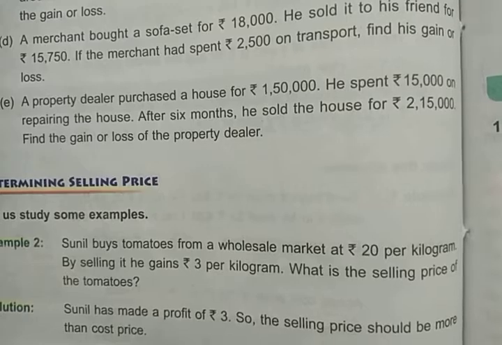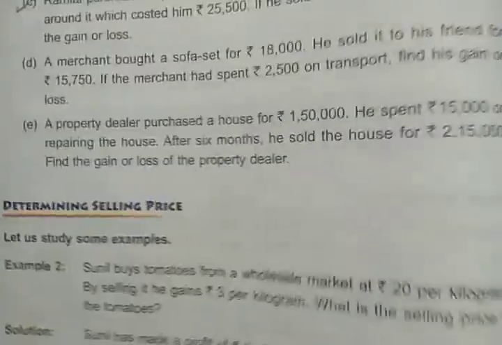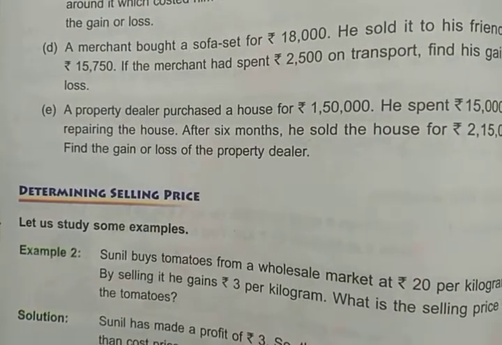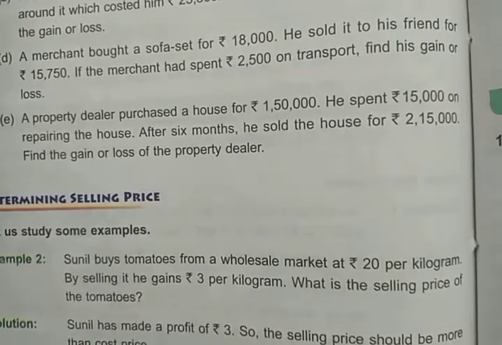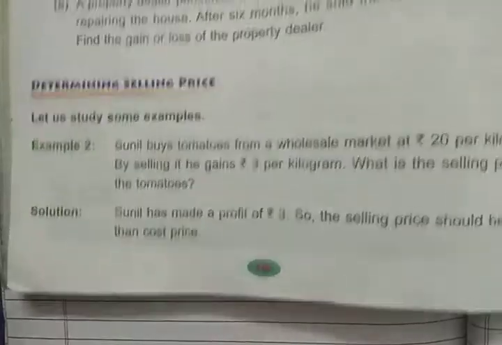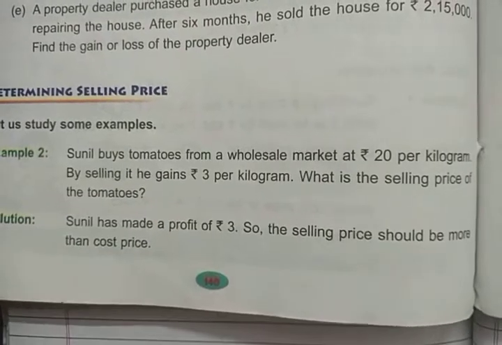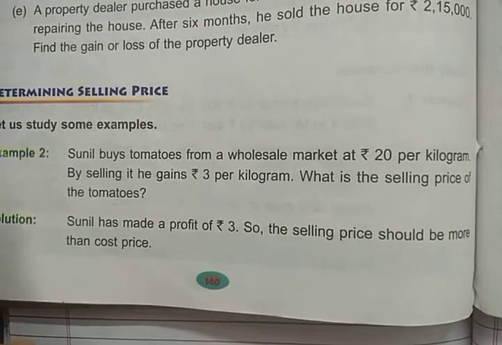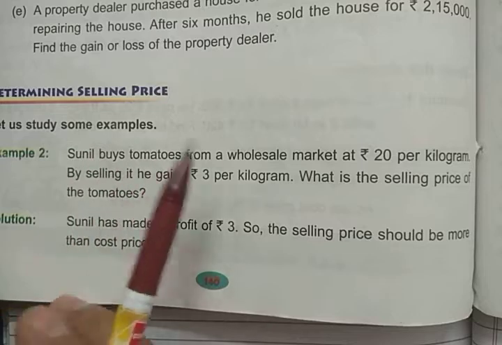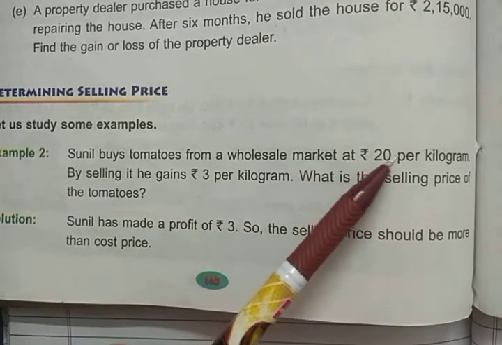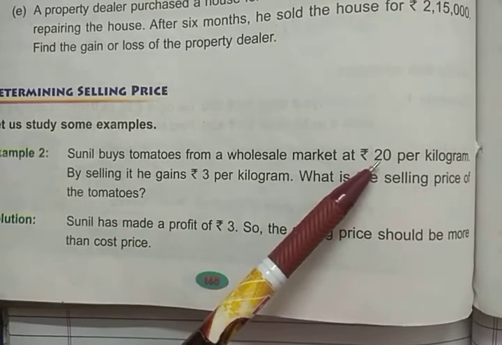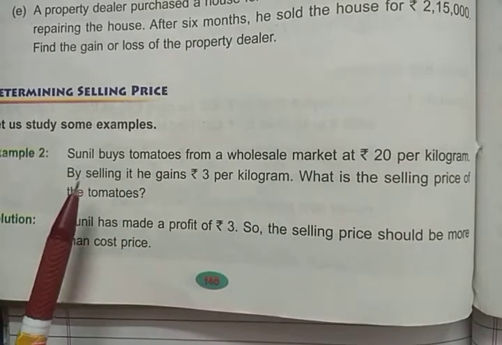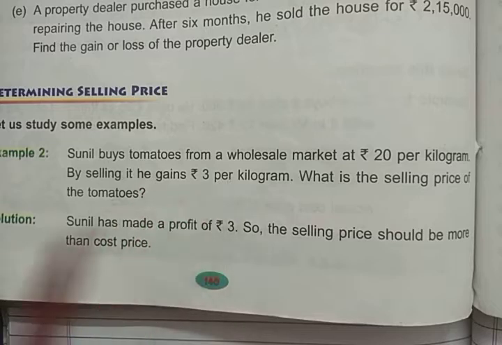Now we will start the next topic, that is determining the selling price of the thing. So how to find the selling price and in which situation we have to find the selling price. Let us discuss, study the example. Sunil buys tomatoes from a wholesale market at ₹20 per kilogram. Right? Sunil buys tomato. That means this is the cost price of tomatoes. By selling it, he gains ₹3 per kilogram.